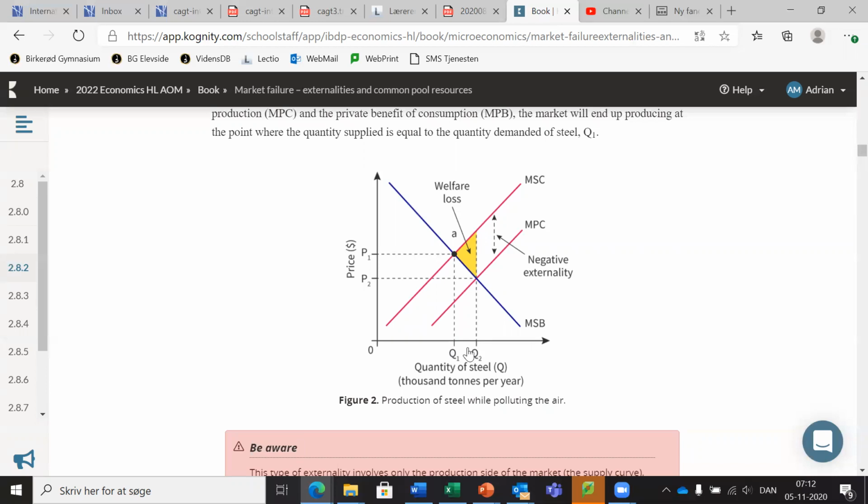Why is it overproduction? Well, notice for all the output between these levels here, the marginal cost, the social cost, is higher than the social benefit. So because we are using this as our supply curve, the steel firms are producing this much quantity where the cost to society is above the benefit. And this is what the welfare loss is.